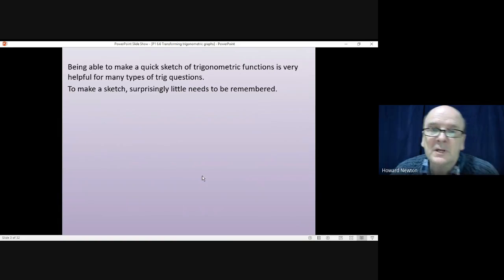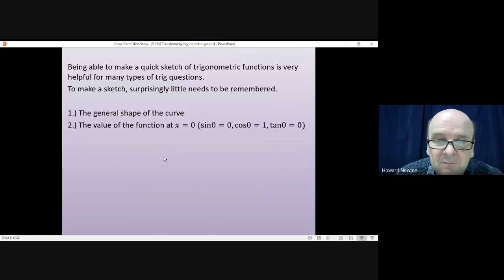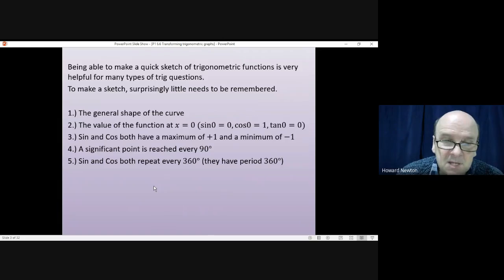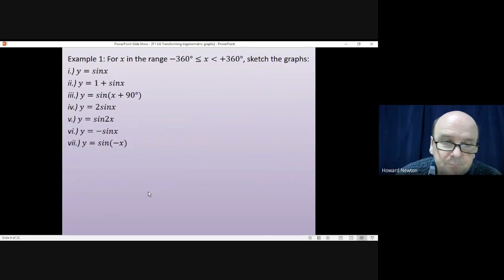And the other thing that we learned in the last lesson is just how to make a very quick sketch of a trig function. You need to remember the general shape of the curve, the value of the function at x equals 0, that sine and cos both have a maximum and minimum of plus and minus 1. A significant point is reached with sine, cos, and tan every 90 degrees, that sine and cos repeat every 360, and the tangent repeats every 180 degrees.